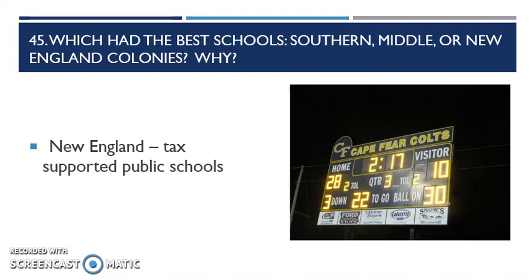Question 45 is, which had the best schools, Southern, Middle, or New England colonies, and why? The best schools in the colonies were in New England, and part of that is because they had taxes. So tax-supported public schools like Cape Fear High School, it actually helps people out. If you were rich, you'd be able to pay for your kid to go to a private tutor or a school, so that's great.